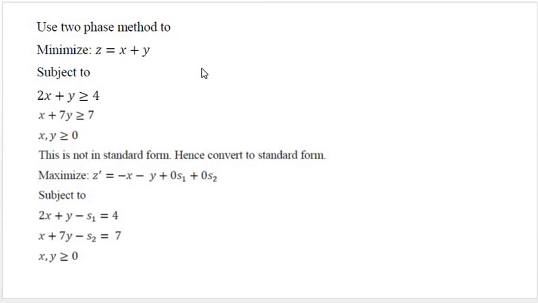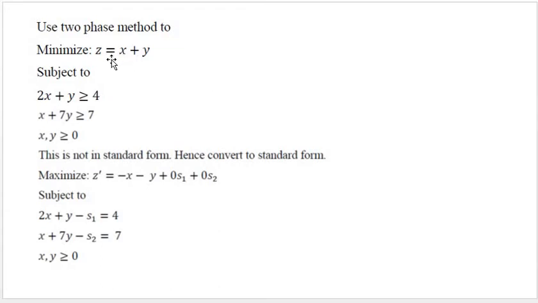So in phase 2, consider the final simplex table in phase 1 and enter the original cost associated with the objective function in the simplex table, and then apply the simplex algorithm, so we get the original solution of the given LPP. So this procedure is called the two-phase simplex method.